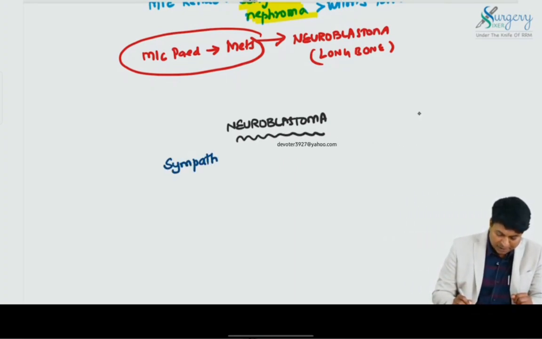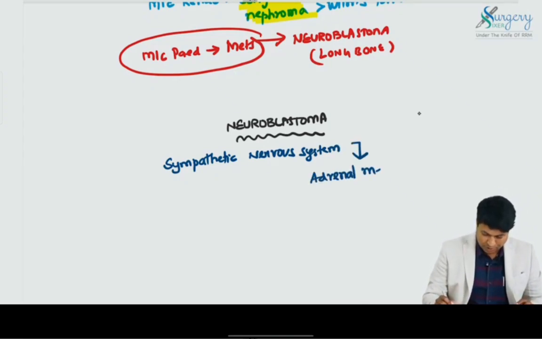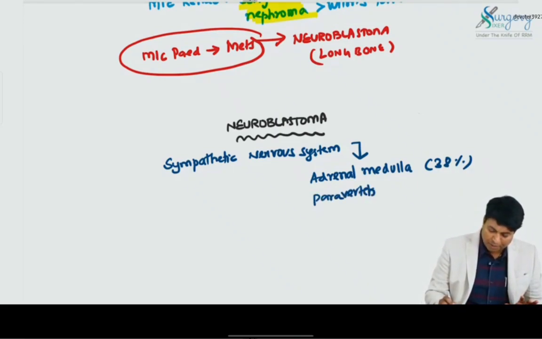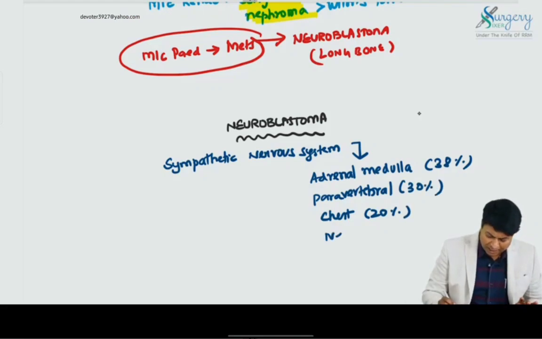It arises from the sympathetic nervous system, most commonly from the adrenal medulla, in around 38% of cases. Or it can arise anywhere along the sympathetic chain, like in the paravertebral region. The chest is 20%, the paravertebral region is 30%, and it is rarely seen in the neck and pelvis.